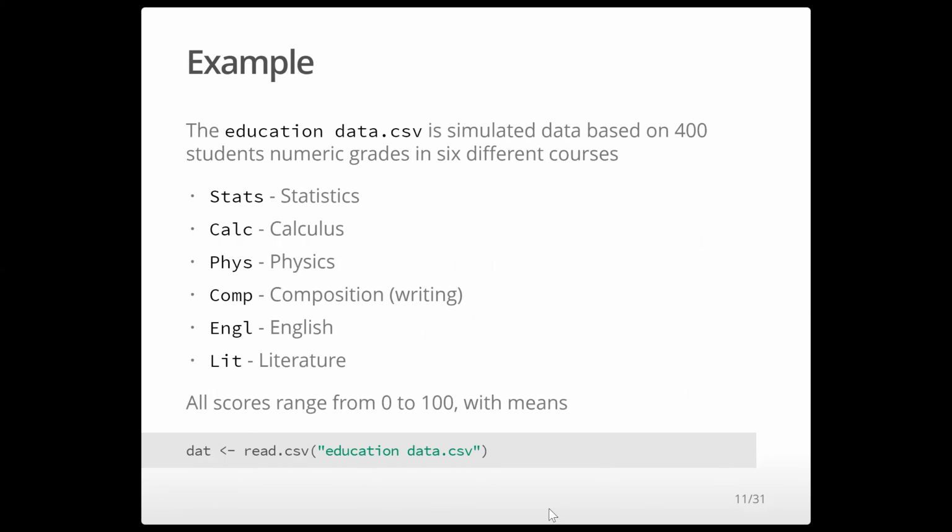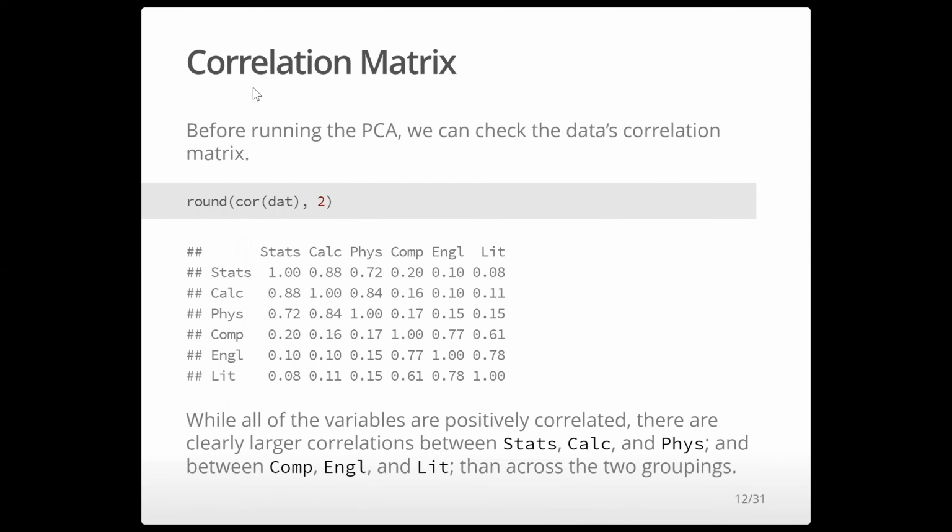So here we're going to look at another simulated example. This is simulated data for 400 students who took 6 different classes: statistics, calculus, physics, composition or writing, English, and literature. And so they got scores of 0 to 100. I left out the means, but the means were around 80. I will try to add that back in. So the means for each one is right around 80. So that's what this simulated data is.